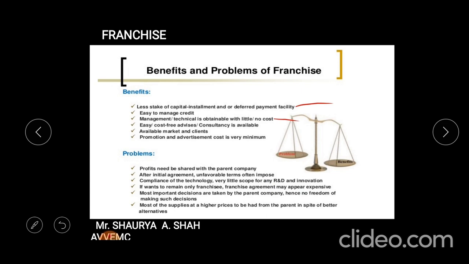Easy cost-free advices or consultancy is available. Whenever you need any help or you need any consultancy, the company is there to provide you the technical guidance, the marketing skills, and the query solving process which their experts are having, right? So easy cost-free advices or consultancy is available, because students, franchise is concerned with their own product and their own brand. If anything goes wrong, it will have an effect on the company's goodwill.